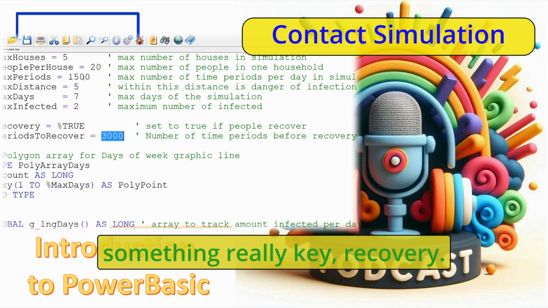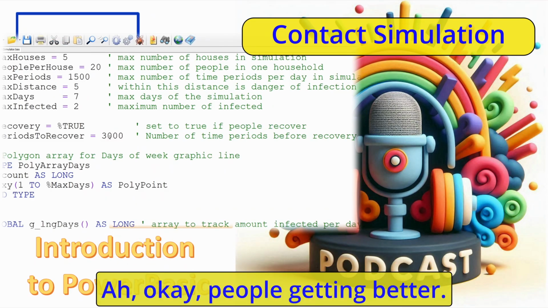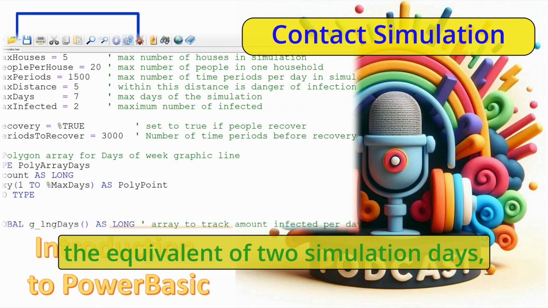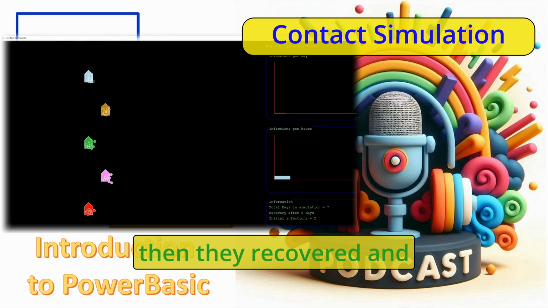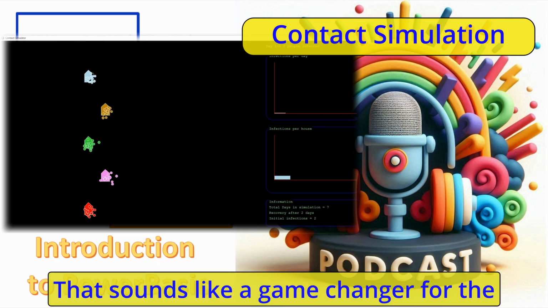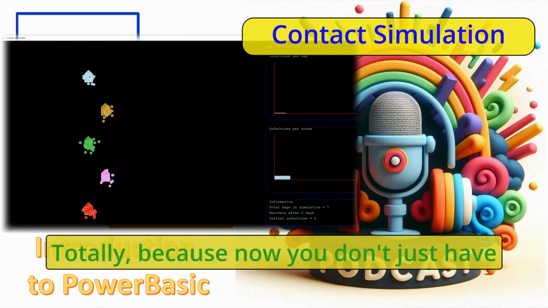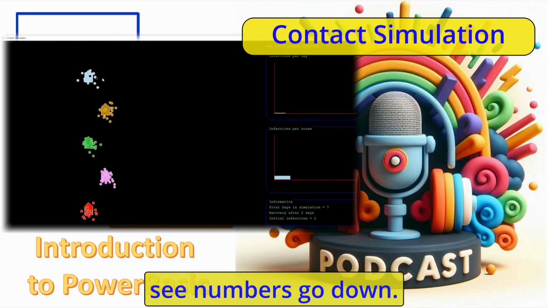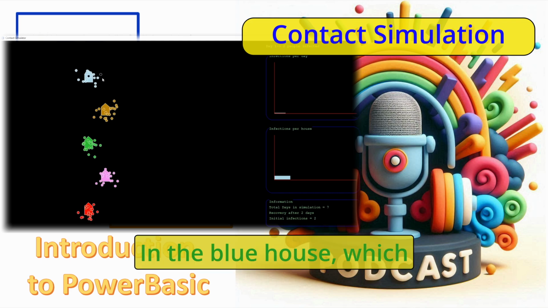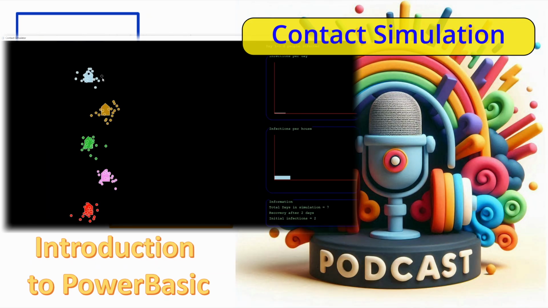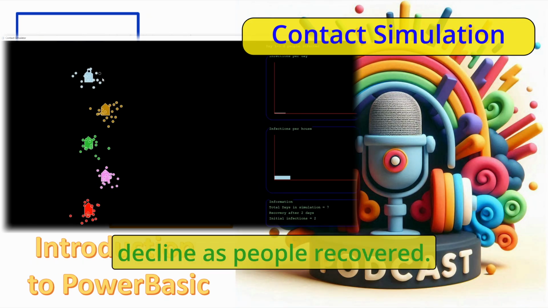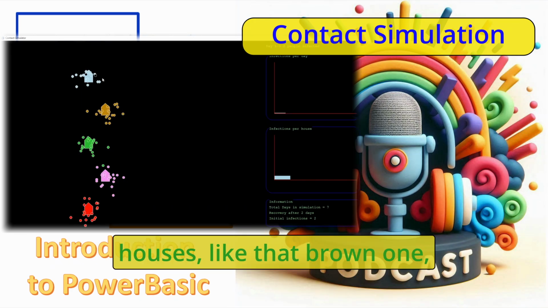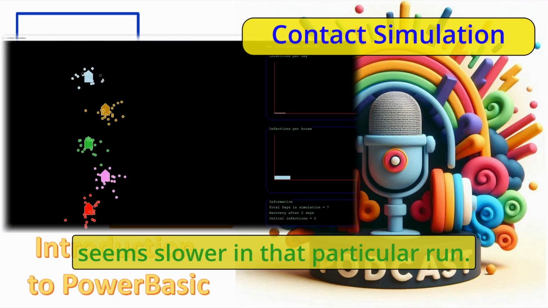But they also added something really key, recovery. Okay. People getting better. Exactly. They set it so an infected person was only infectious for the equivalent of 2 simulation days. Then they recovered and couldn't spread it anymore. That sounds like a game changer for the simulation's outcome. Totally. Because now you don't just have infections adding up. You have people leaving the infectious pool. So you could actually see numbers go down. That's what the source describes. In the blue house, which got hit hard initially, the infections peaked and then started to decline as people recovered. Interesting. And meanwhile, the spread to other houses, like that brown one, seems slower in that particular run.